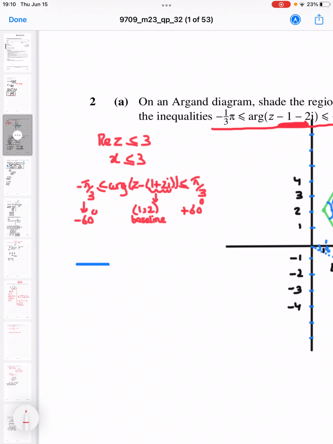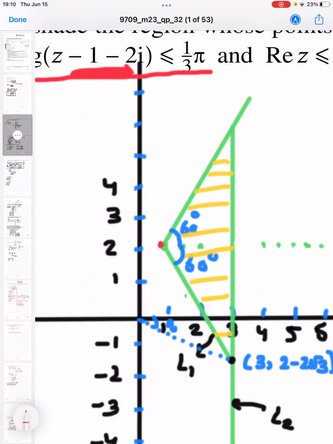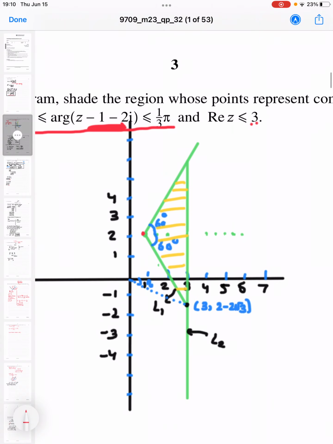Considering the argument, you must realize that the angles are between minus 180 and 180 degrees, and so we have to draw from minus 60 to 60, and our baseline is (1, 2). So (1, 2) is our baseline, and minus 60 to positive 60 are the lines. These green lines are your locus. So for the real part of z less than or equal to 3, it is x less than or equal to 3. So x equals 3 is a vertical line. Less than or equal to 3 is the left hand side area. So the enclosed shaded area is this triangle.